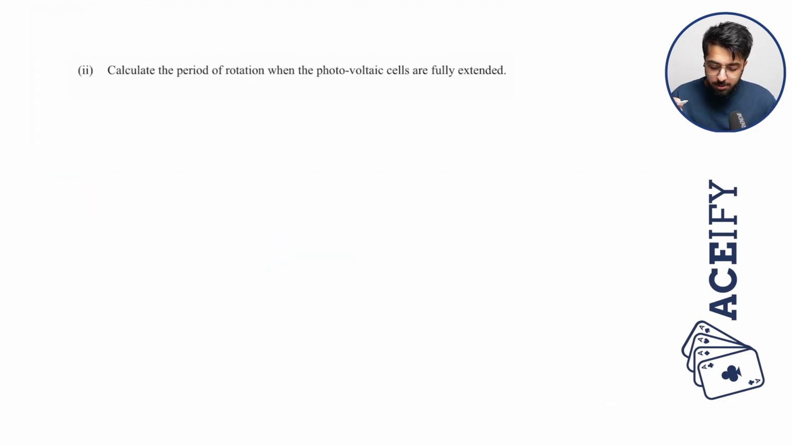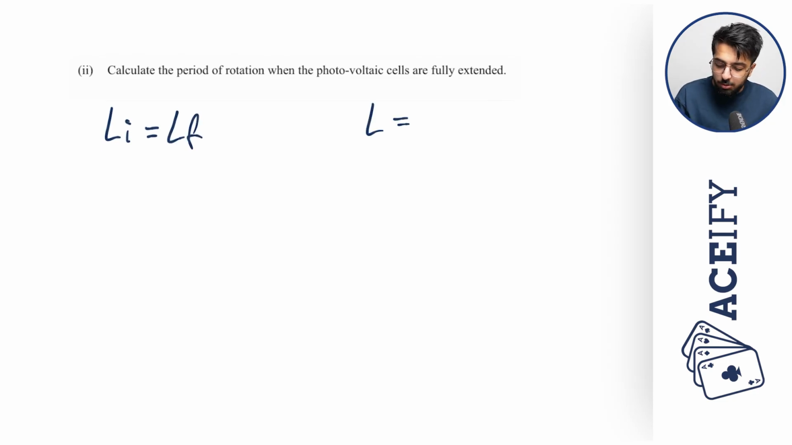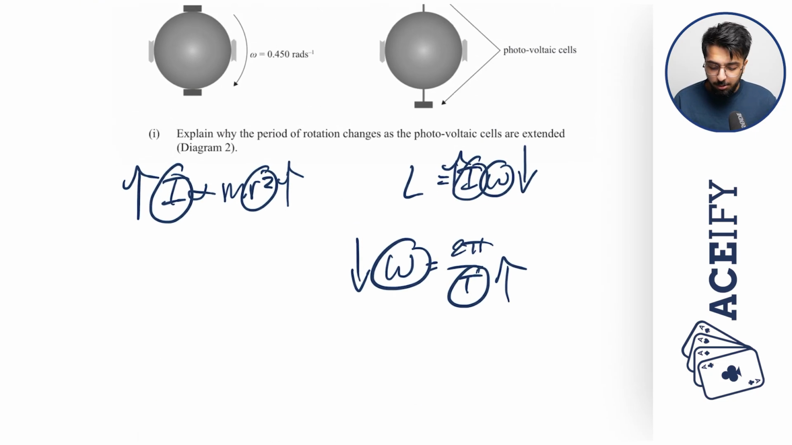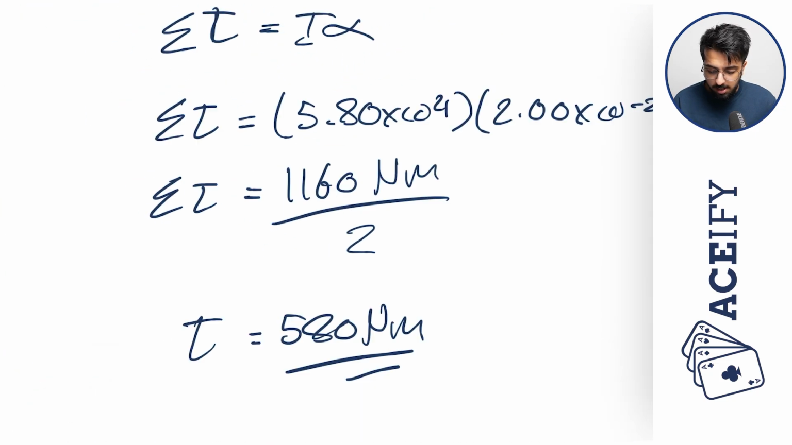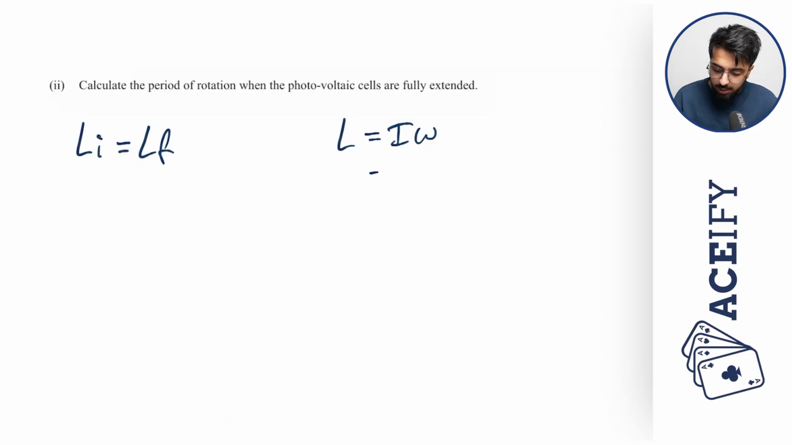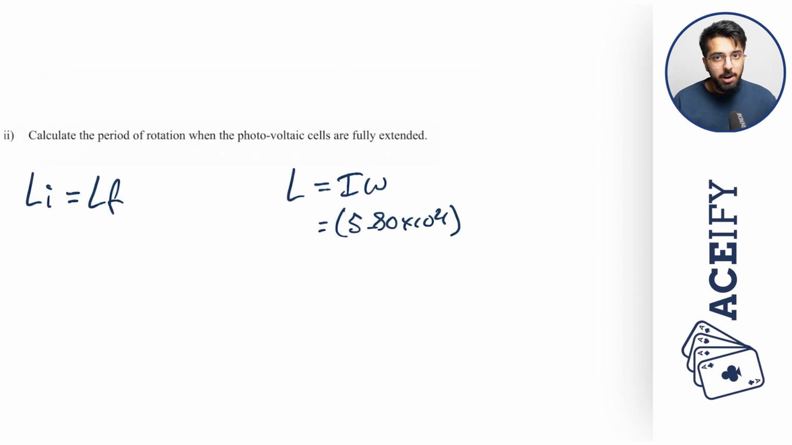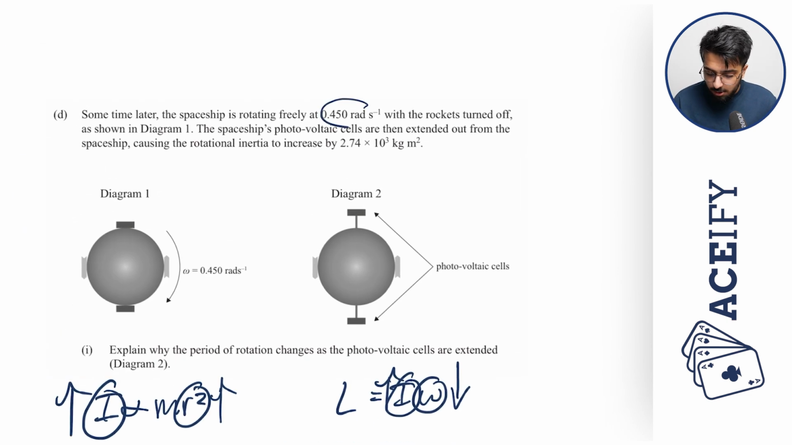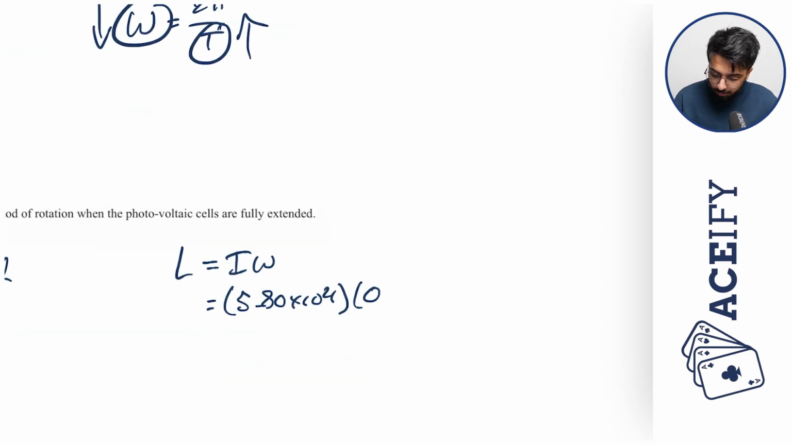Calculate the period of rotation when the photovoltaic cells are fully extended. Due to the conservation of angular momentum, our initial angular momentum is going to be equal to our final angular momentum. We also know that angular momentum is equal to I omega. We were given our rotational inertia, that's all the way up here, so we can plug that in, 5.8 times 10 to the 4. We also know our angular velocity as that is given right over here, so we can plug that in, 0.45.